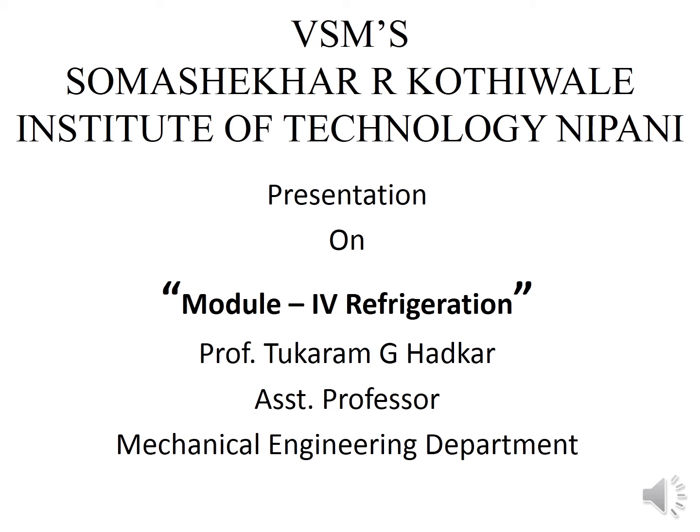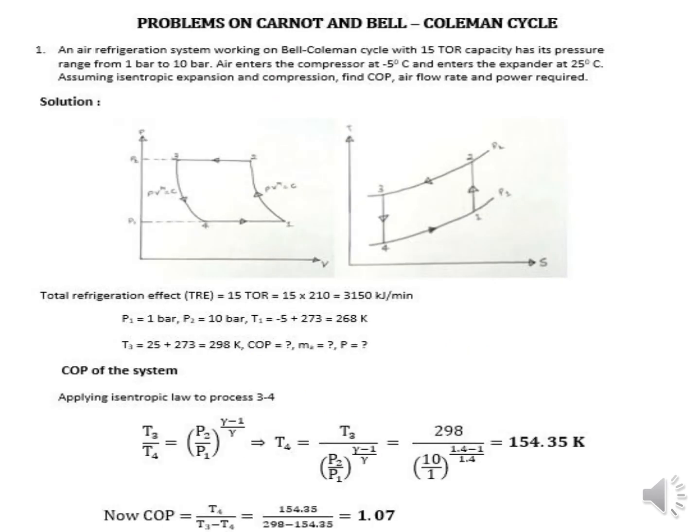Hi everyone, we'll continue with the refrigeration chapter and we'll solve one problem on the Bell-Coleman cycle. In an air refrigeration system, please note down the problem. An air refrigeration system working on Bell-Coleman cycle with the 15 TOR. TOR means tons of refrigeration capacity. 15 TOR capacity has its pressure range from 1 bar to 10 bar.